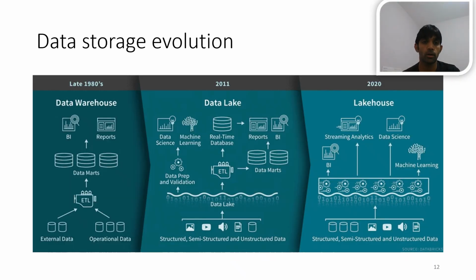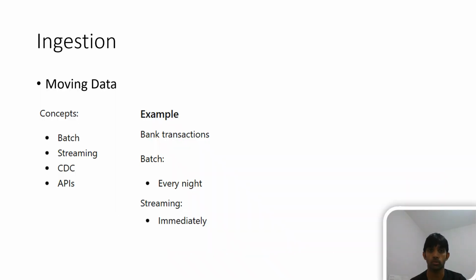Data warehouses came in the late 1980s, and data lakes in 2011. You can see that different types of data are extracted and stored depending on the needs of the business. In the 2020s, lakehouses emerged. So this is where the data is stored, and it shows the evolution.